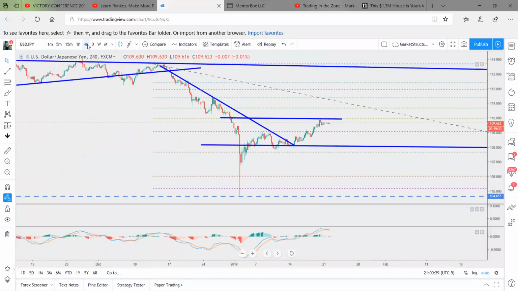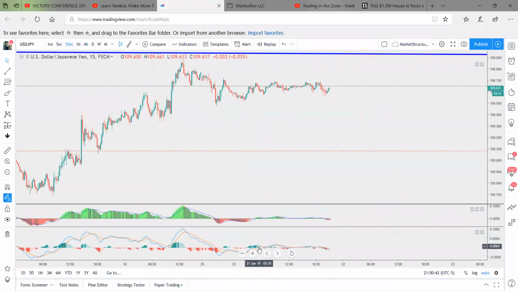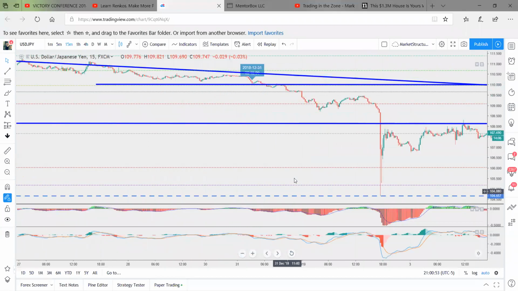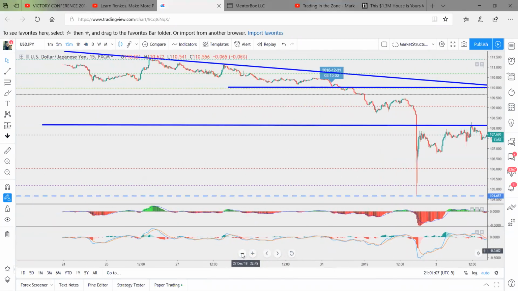So let's look at the last time we had a big drop. From this area right here was December 31st. So let's go to the 15-minute and let's go to December 31st. And see how she moved. Okay. It moved slow and then crashed. Oh, that was that flash crash. Woo, I remember that. Everybody was like, what is going on?